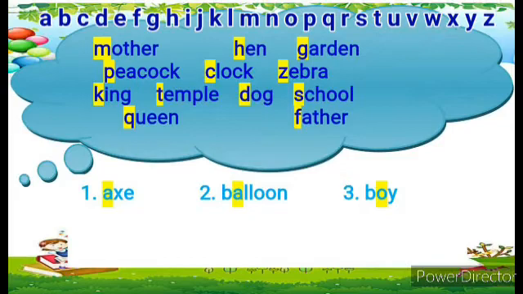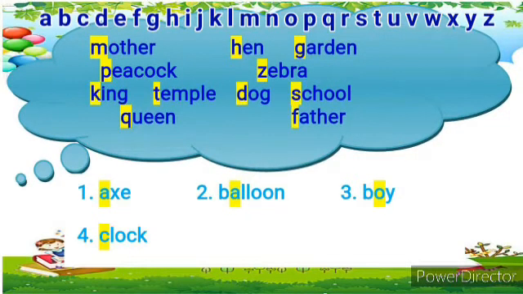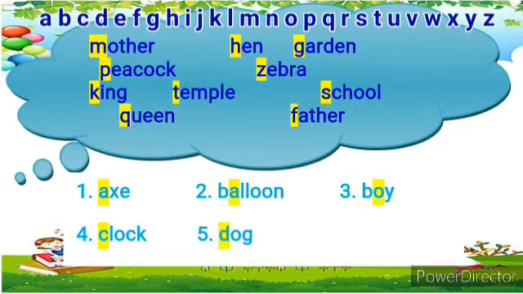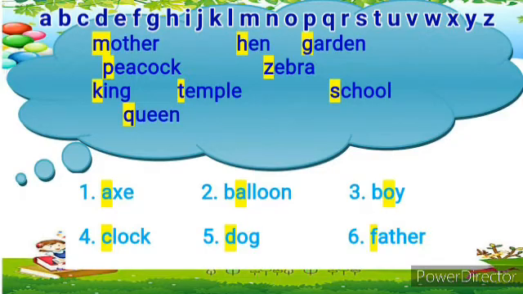Do we have the word starting with C? Yes, clock. So the fourth word will be clock. Do we have the word starting with D? Yes, dog. So the fifth word will be dog. We don't have the word starting with E, but we do have the word starting with F, father. So our sixth word will be father.